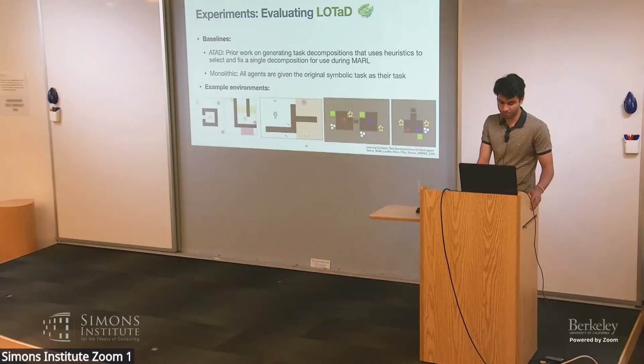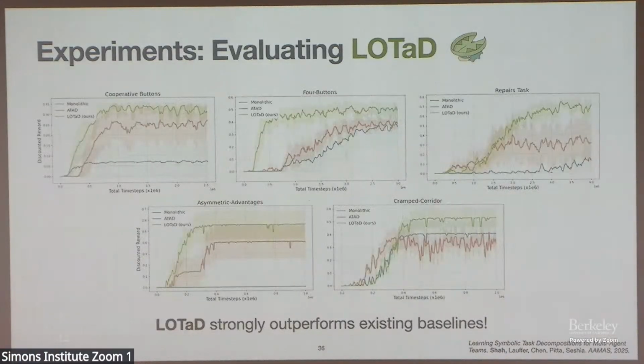I'm probably almost out of time, so I just want to quickly go through our experiments. We beat all of the baselines that don't do this sort of informed search or don't break down the task at all in general, on a number of things, including Overcooked, which is a super popular multi-agent benchmark.